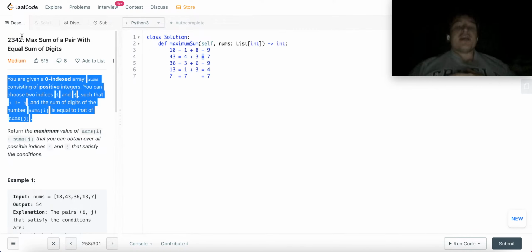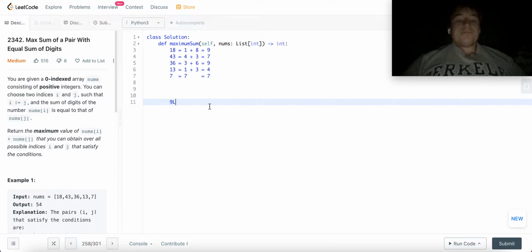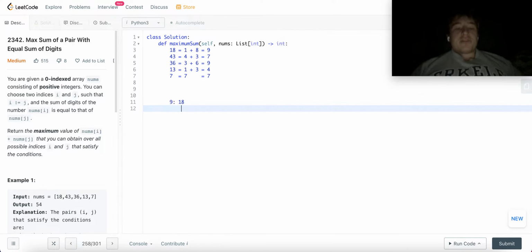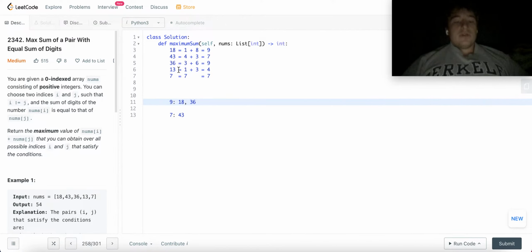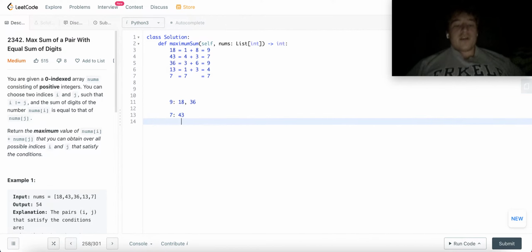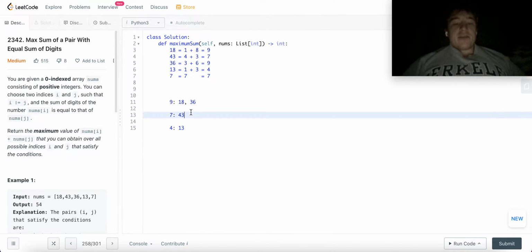If we just look at each number and say, okay, 18 equals 9, so that goes in the 9 column. And 43 equals 7, so that goes in the 7 column. 36 is 9, so that also goes in the 9 column. And 13 equals 4, so that goes in the 4 column. And 7 equals 7, so that goes in the 7 column.